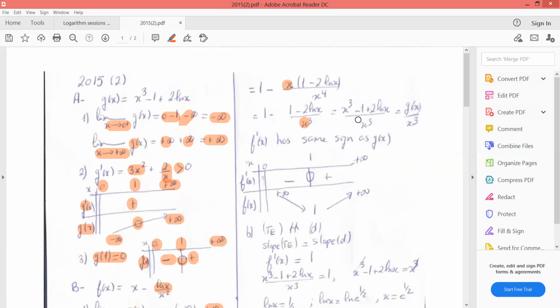We take the LCM. x cubed minus 1. Pay attention, this minus, we have to multiply it by this minus. Minus times minus is plus. So it is x cubed minus 1 plus 2 ln x over x cubed, equal to g of x over x cubed. Do you like to ask?